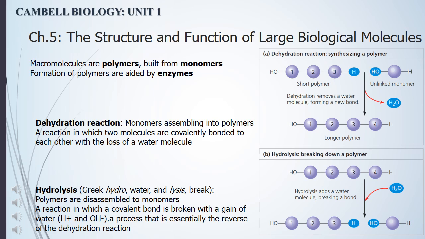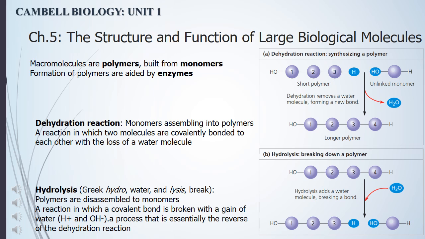So 2 monomers come together to form a chain of a polymer in a dehydration reaction. What exactly is a dehydration reaction? It's basically a release of a water molecule when a covalent bond between monomers is made.